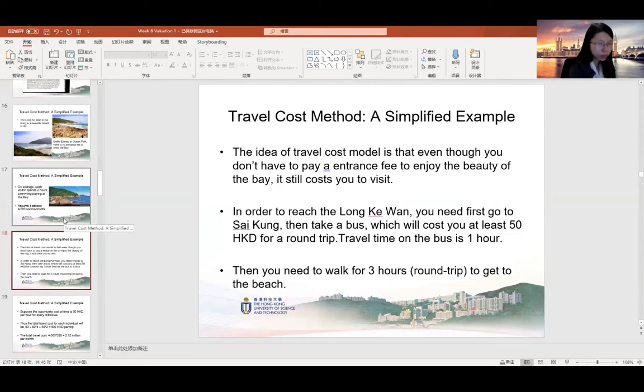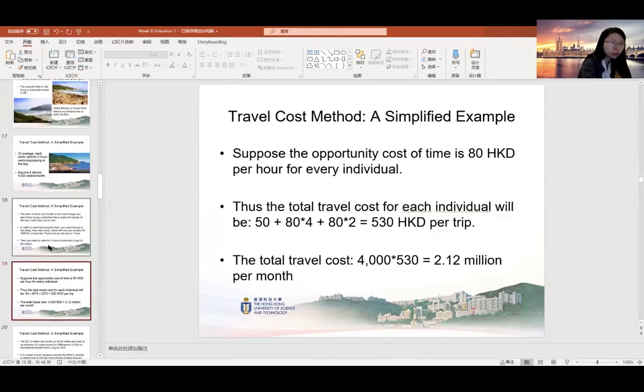So suppose in order to reach the beach, you need to first go to Cyclone, take a bus, and walk for 3 hours. All you need to do is add up the travel cost to get to this beach. The thing that lies between you and an iPad is the market price of the iPad. The thing that lies between you and the beach is the cost you need to spend, both in terms of time cost and monetary cost, in order to get there. It's a similar idea. You use the travel cost as a type of price.